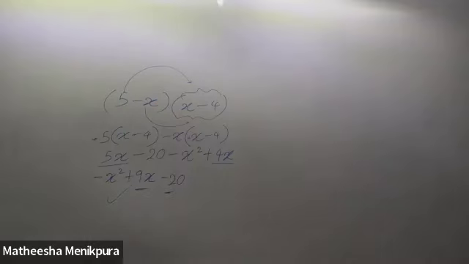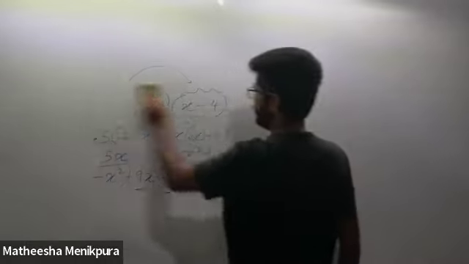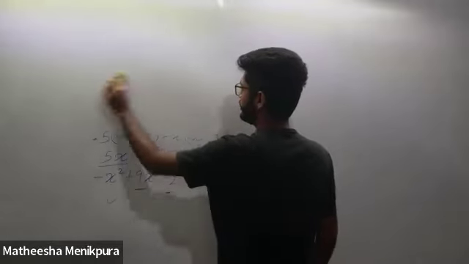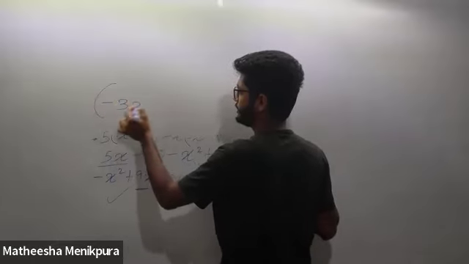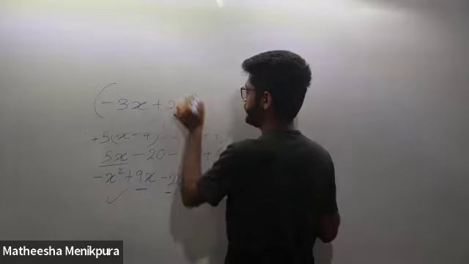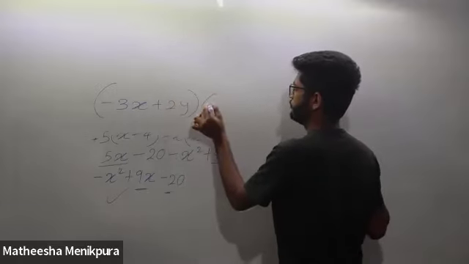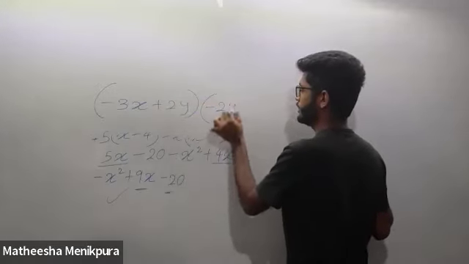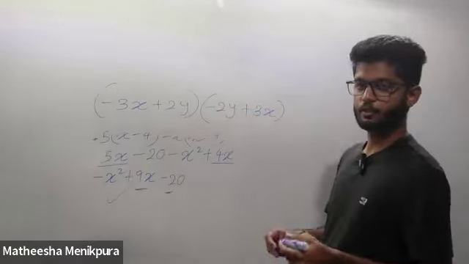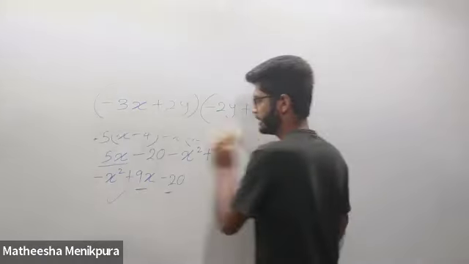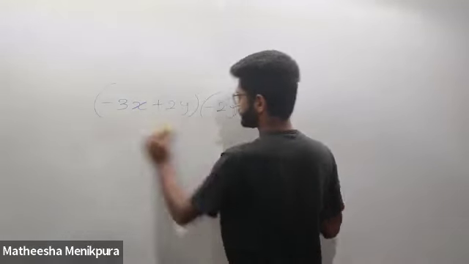We'll try one more, a little bit harder one. Okay, this one. Tell me if this is not clear, I can explain again. Minus 3x plus 2y multiplied by minus 2y plus 3x. Give a try for this. I'll erase the board here.